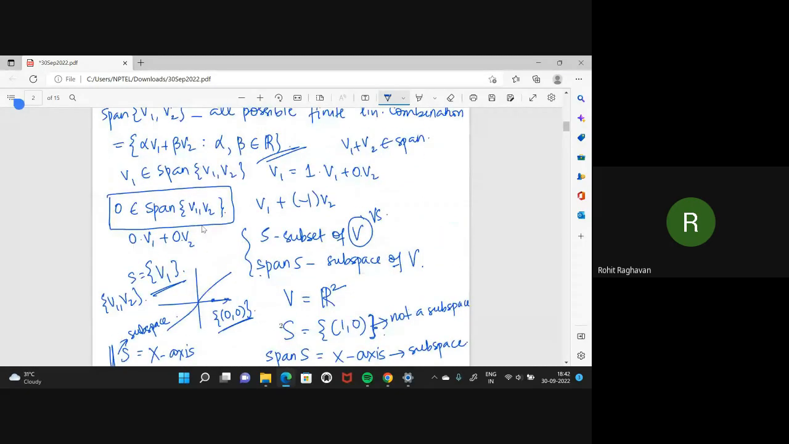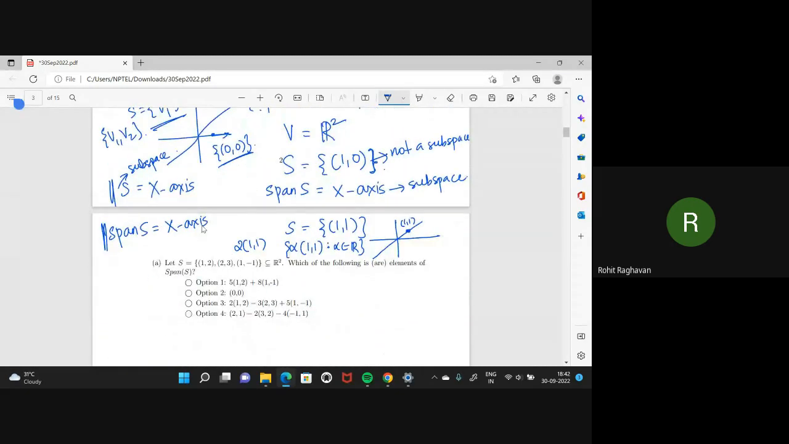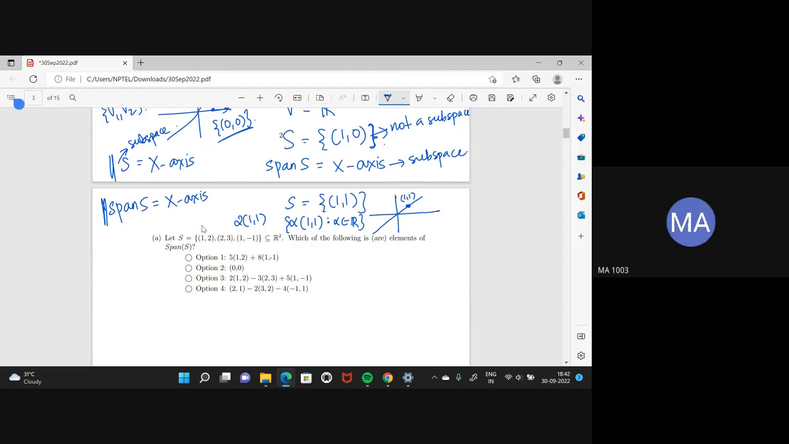But we can write (1, 1) as alpha multiplied by (1, 0) plus beta times (0, 1). Agreed, this is also a linear combination, but my set is not that. Here the set is only (1, 1). So I'm looking for linear combinations of (1, 1). I cannot write (1, 1) as a linear combination of something else.